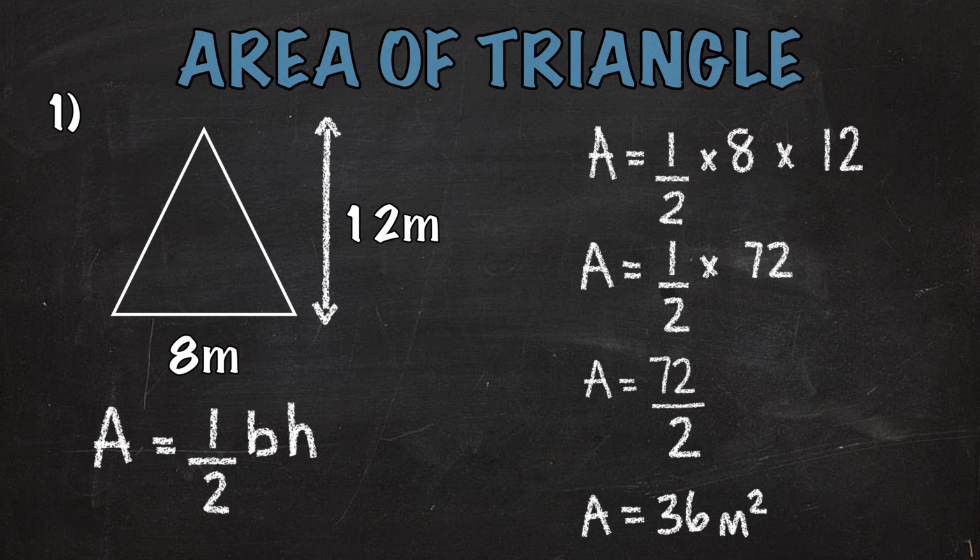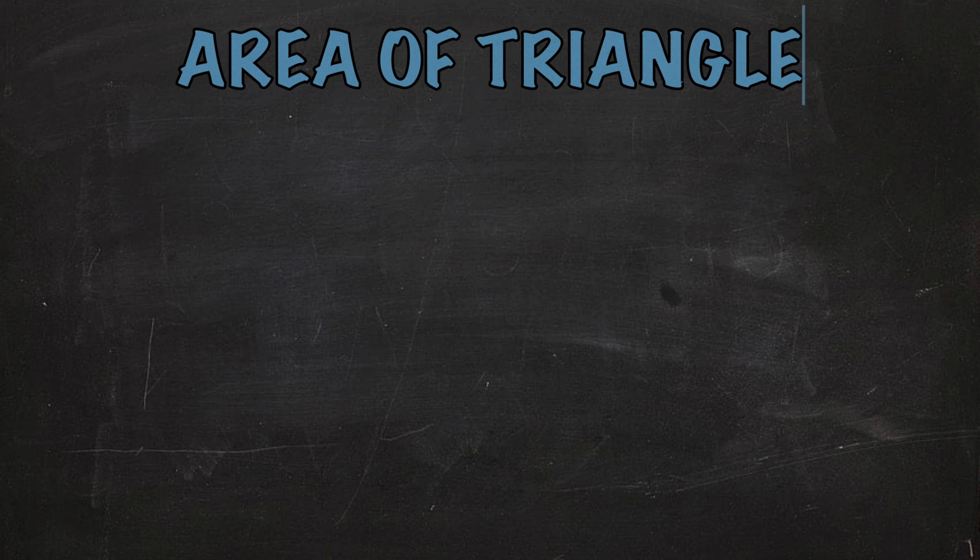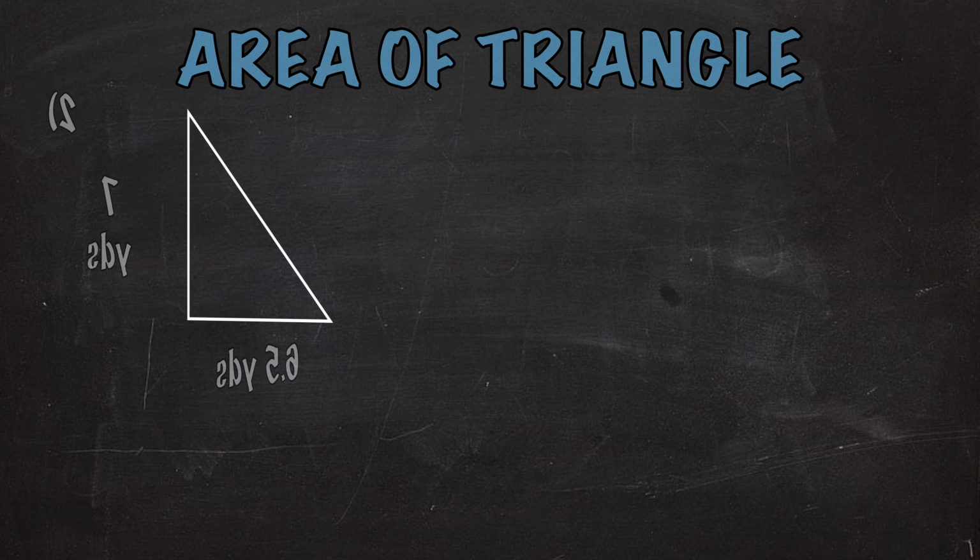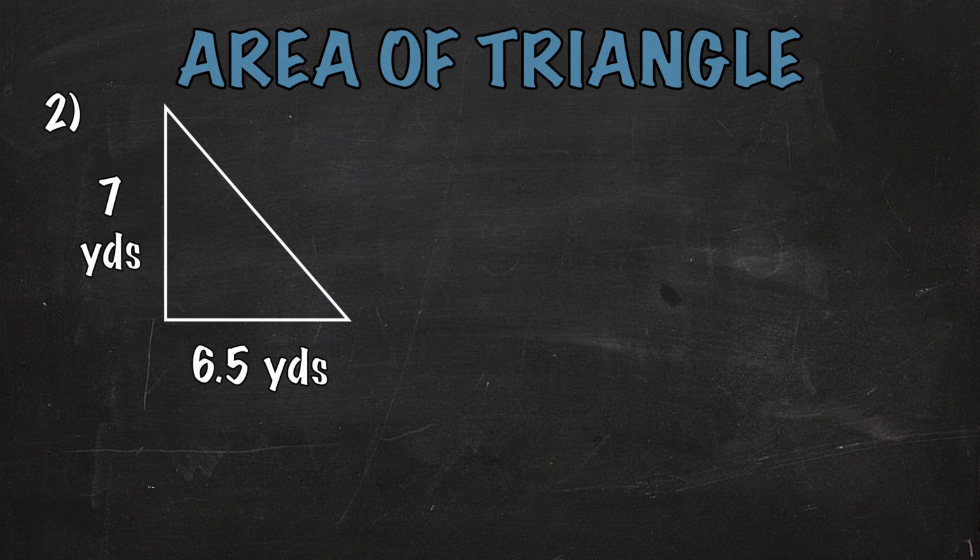Now let's move on to a second example. An important thing to note is that triangles can be of different sizes. Now we will see that in question 2. This specific triangle is known as a right angle triangle. However, when working out the area, the formula remains the same. So we're given a triangle and we need to work out the area. First thing we're going to do is write the formula.